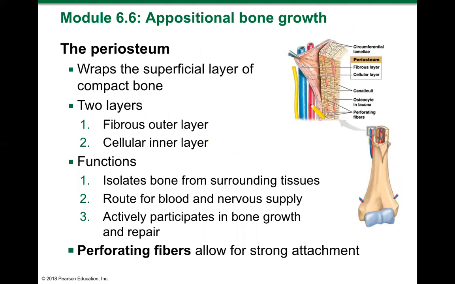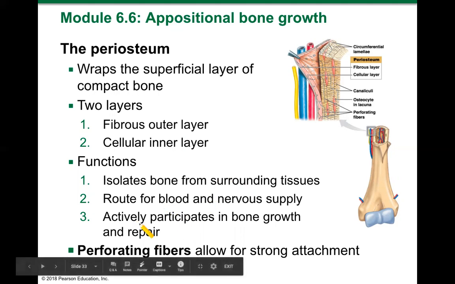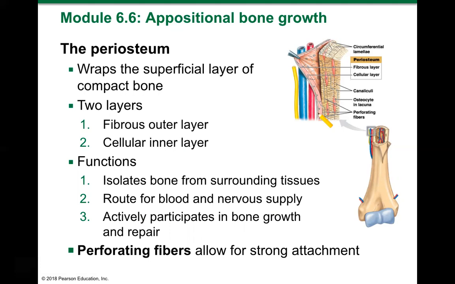This just talks about the periosteum, which is the outermost layer of the compact bone. So it's kind of pulled back here. And there's two layers, a fibrous outer and a cellular inner. This isolates the bone from any of the connective tissue that's surrounding it. It's also a route for the blood and nerve supply, because we know that bone is a living tissue and it has a blood and nerve supply, but it also actively participates in bone growth and repair. The perforating fibers, which you can see right here, allow for attachment of that periosteum.